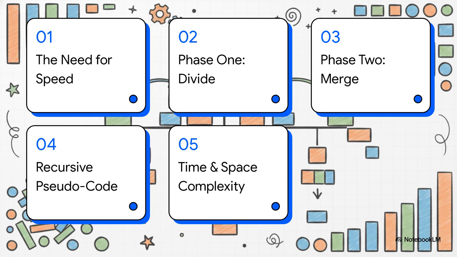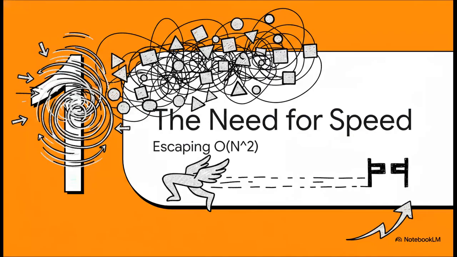First, the need for speed. Then, phase 1, the divide. Phase 2, the merge. After that, we'll hit the recursive pseudocode. And finally, time and space complexity. All right, part 1. The need for speed, escaping O of n squared.